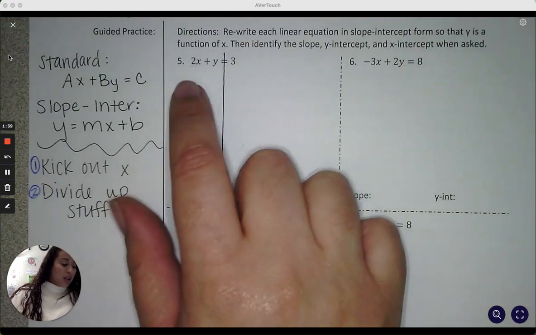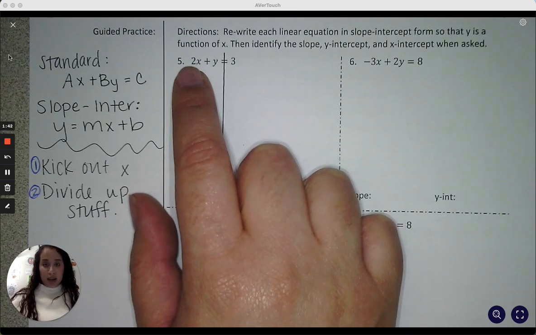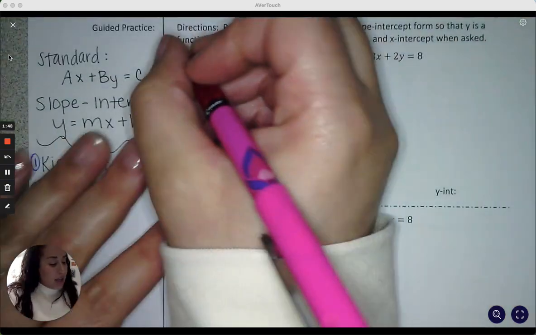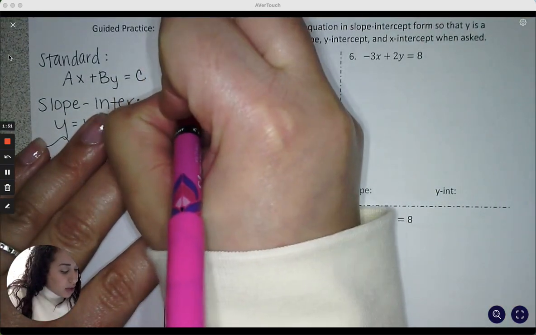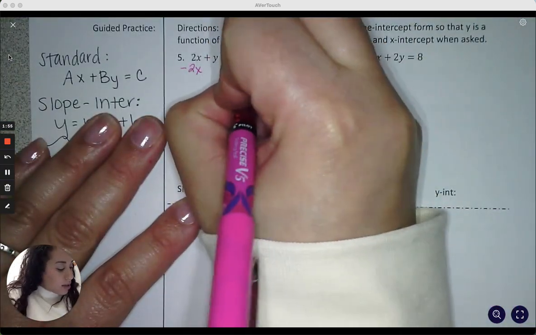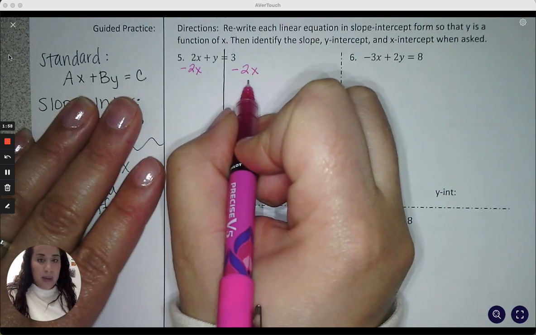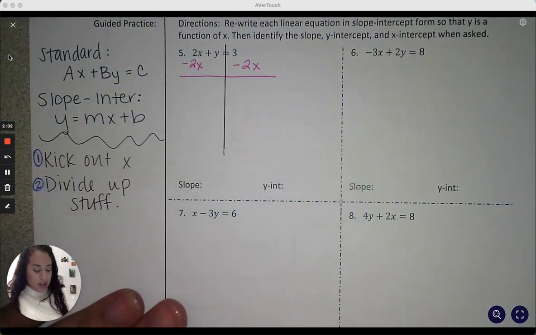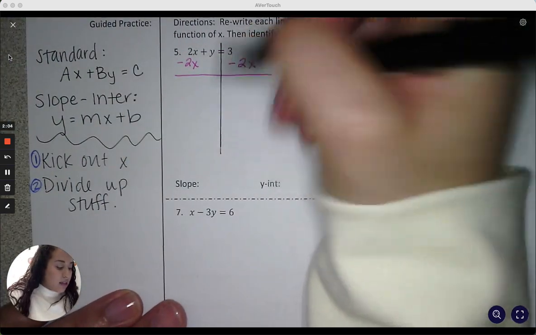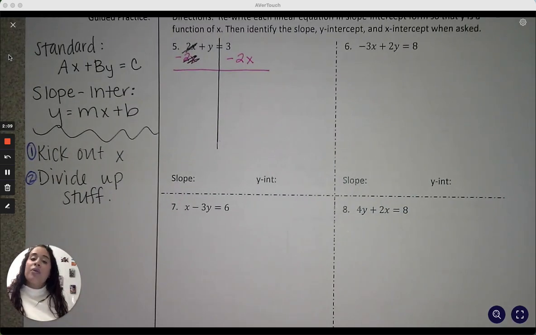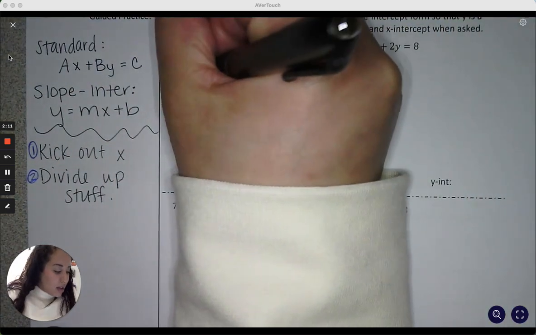So we need to look at our sign. This is a positive 2x. So in order to kick it out, we need to do the opposite. Okay, to get to the other side, we have to do the opposite. So if we have a 2x, we need to subtract a 2x, which means we have to subtract a 2x from this side as well. So when I subtract that 2x on the left-hand side of this line, they're going to cancel out. They zero out each other. So all I'm left with is a y.